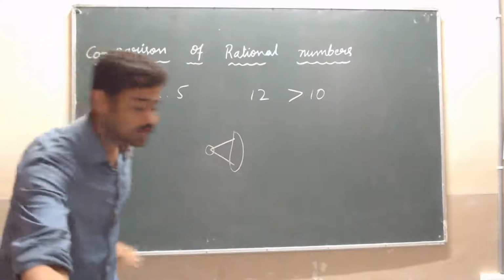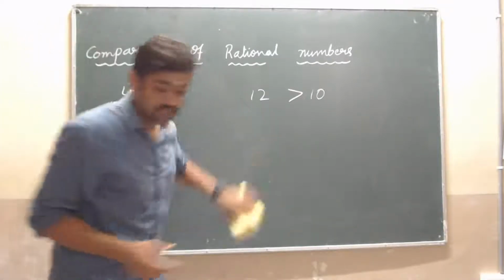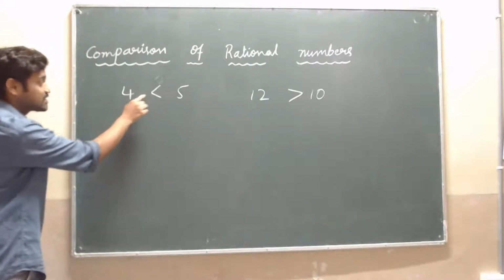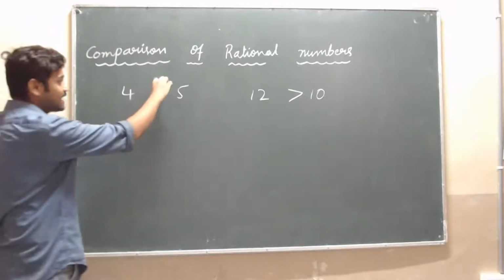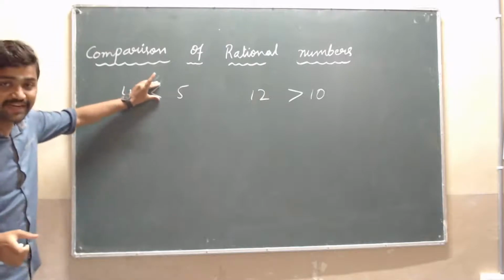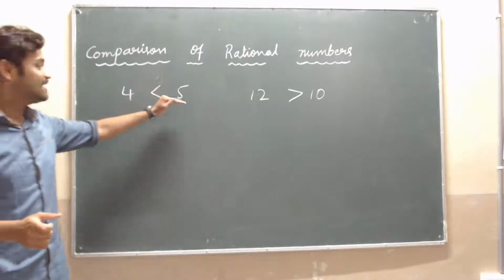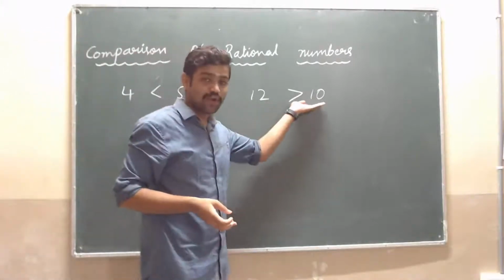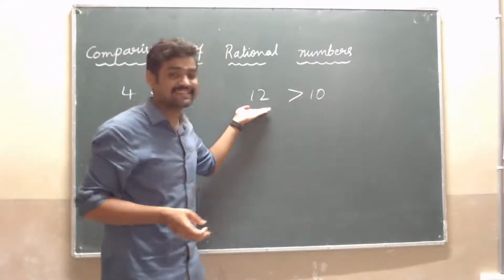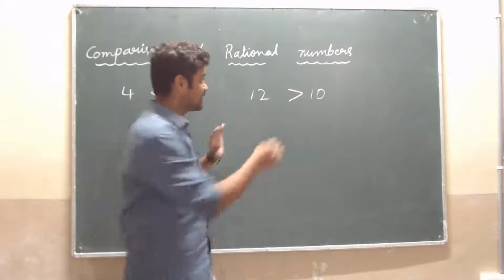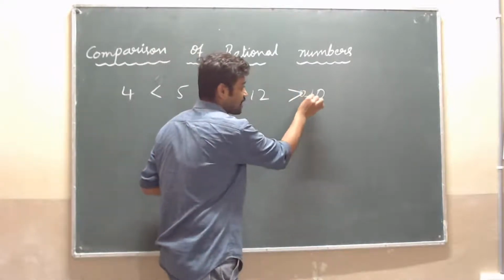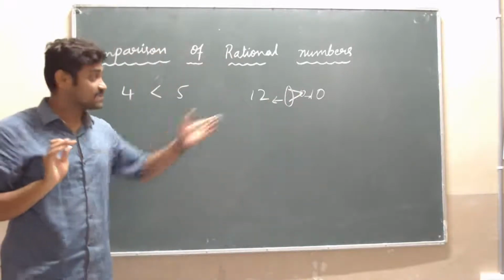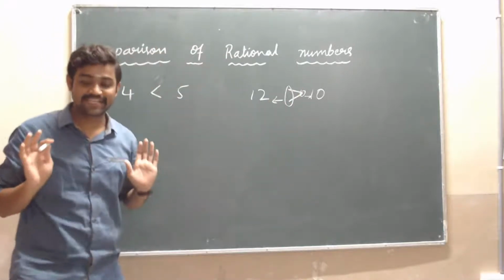So we have to show which one is smaller. Yes, sir, 4 is smaller. This point shows the smaller number, and this bigger area shows the larger number. Then here, which one is smaller? Yes, 10 is smaller and 12 is the greater number. This is about comparison between natural numbers.